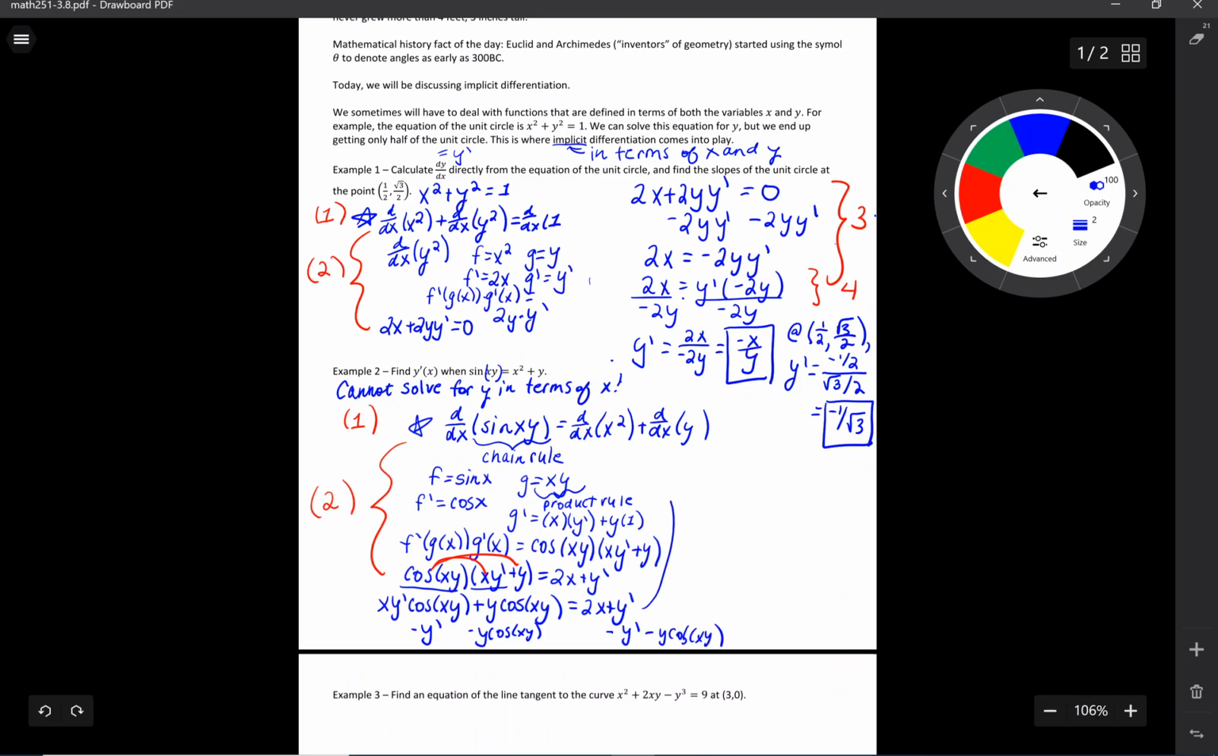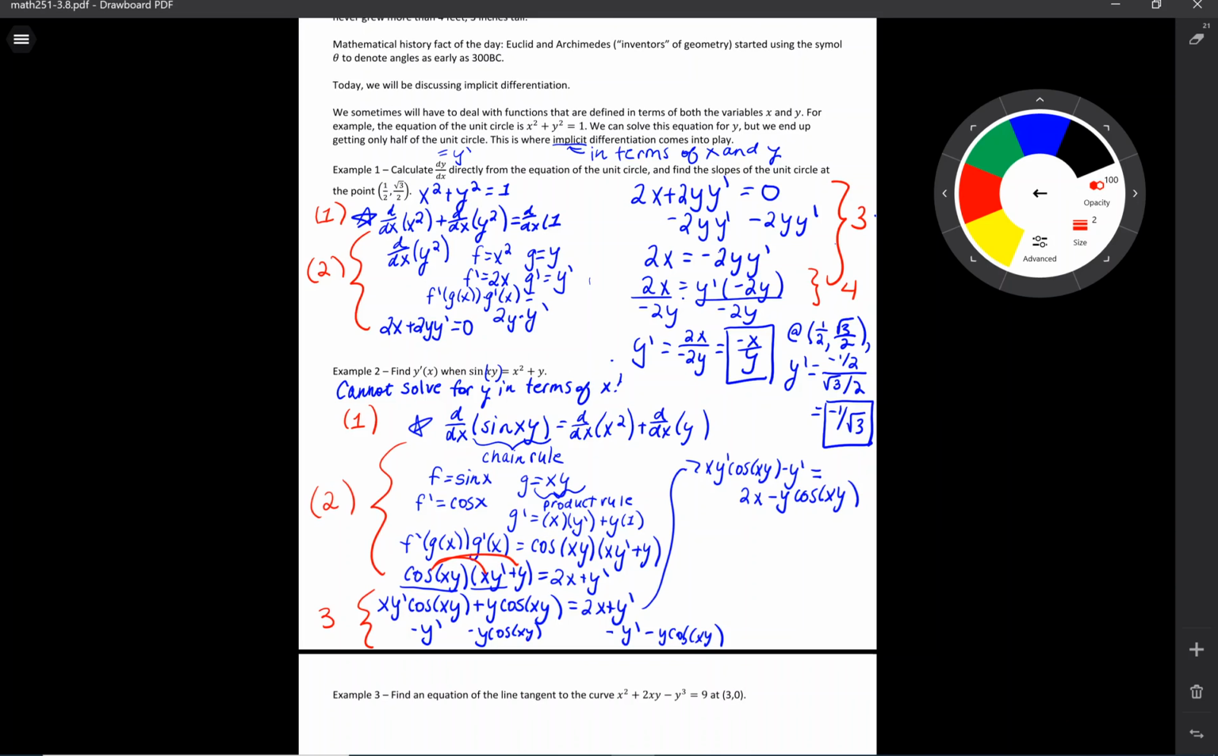So when I do that, I will get the following: x y prime cosine xy minus y prime is equal to 2x minus y cosine of xy. This was step number 3, getting everything with a y prime over to one side and everything without a y prime over to the other side.